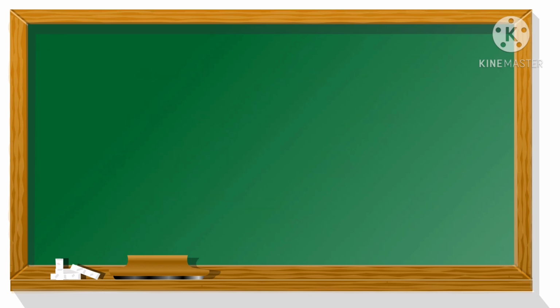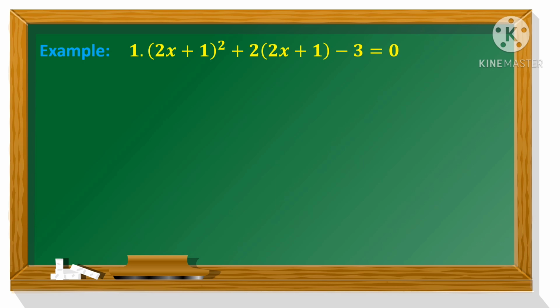Okay, let us have an example on how to solve an equation transformable to quadratic equation. For example, we have the square of 2x plus 1 plus 2 times the quantity of 2x plus 1 minus 3 equals 0. As we look at the equation, it's a little bit complicated, but we can make this equation simple by using another variable. So let us say let u equals 2x plus 1. In other words, we are going to replace 2x plus 1 by u to make this equation simple.